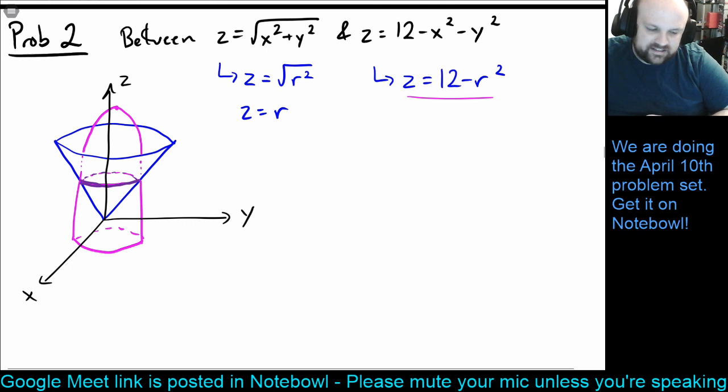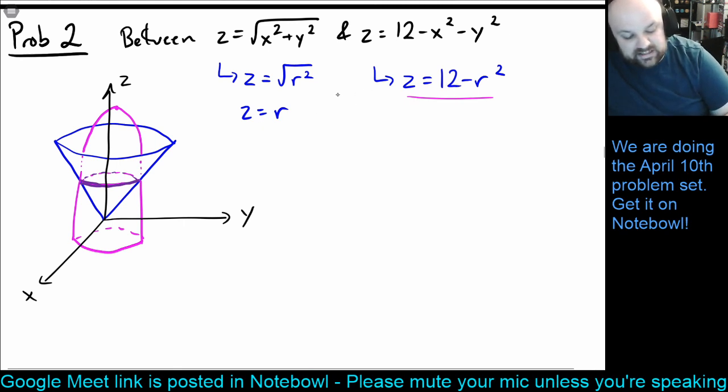In fact, I think we did on Wednesday. Is that right? No. Tuesday. We did an example of finding the volume between a paraboloid and a cone, except I think the cone was on top, the paraboloid was on bottom that time. So you might remember we did something similar to that.